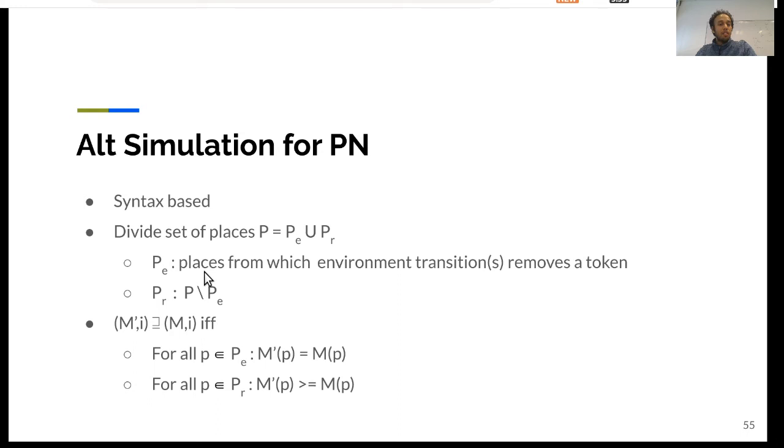First, we divide the places: those from which at least one environment transition takes a token are PE, in other words, P_E. The rest of the places are PR. And we say that (M', I) simulates (M, I) if and only if the following two conditions hold. For all places in PE, the higher and the lower marking should have the same number of tokens. And for the rest of the places, M' should have at least as many tokens as the smaller marking.